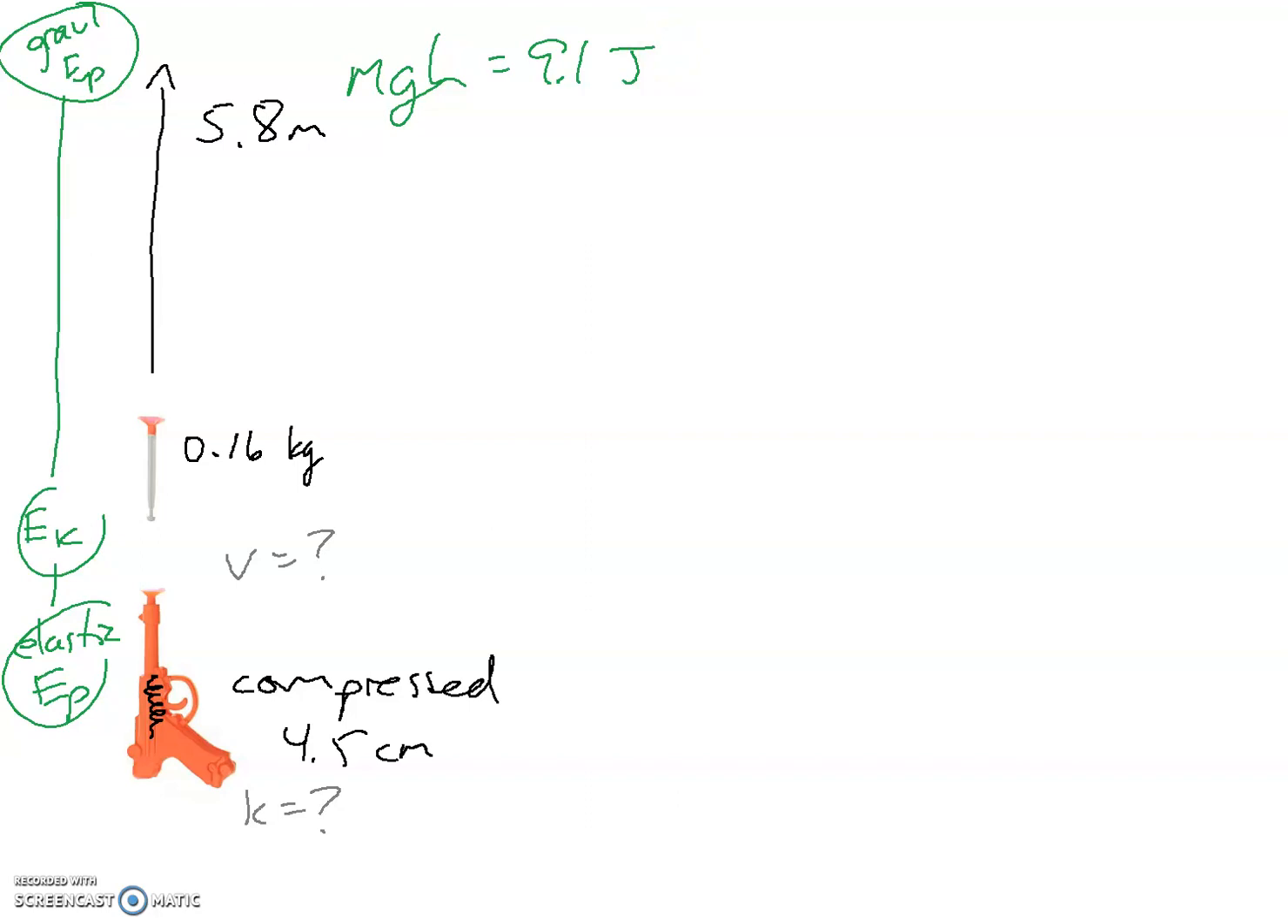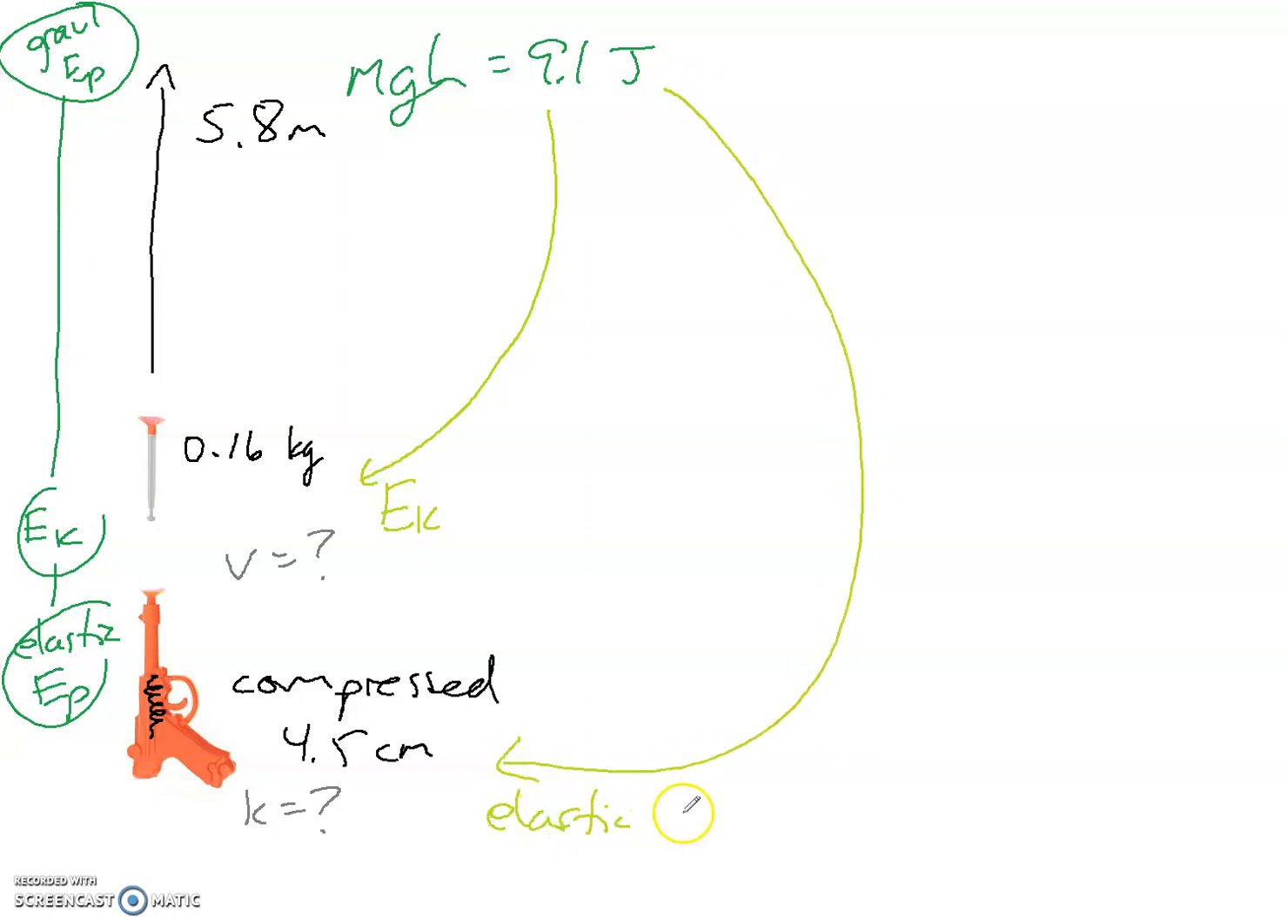I can take that energy and put it over here where it'll be kinetic energy, and I can also put it over here where it's going to be elastic potential energy. So I can finish this off relatively easily. When it's being shot out over here, I want to take that 9.1 joules. I know it has to be 9.1 joules.